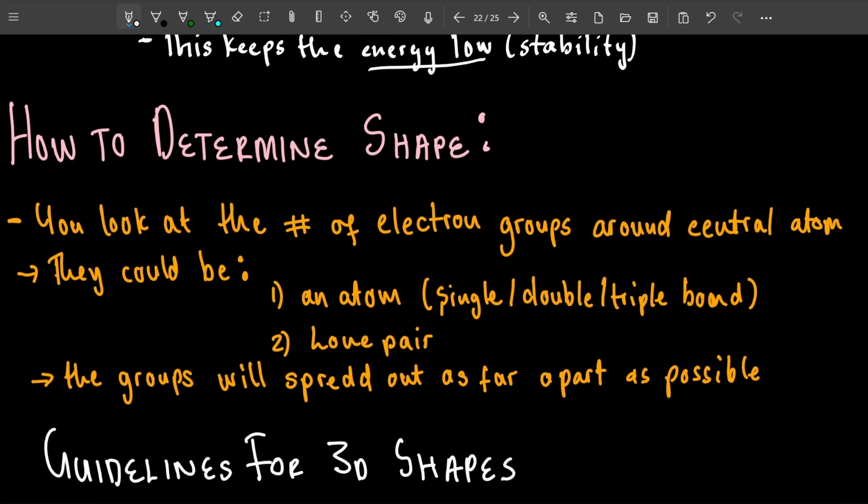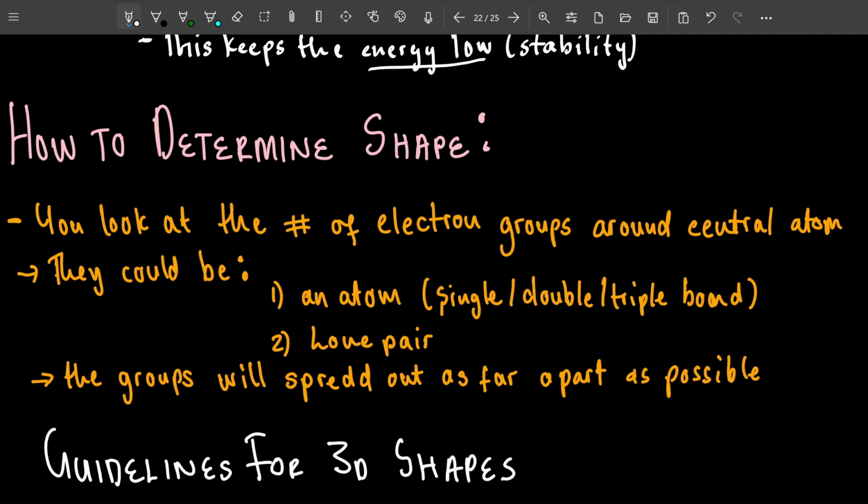So how do you then determine the shape? You look at the number of electron groups that are around your central atom. The number of what? Of electron groups, the number of electron pairs, the number of orbitals, whether they are bonding. So a bond has an orbital, right? Because bonding comes from the overlapping of orbitals.